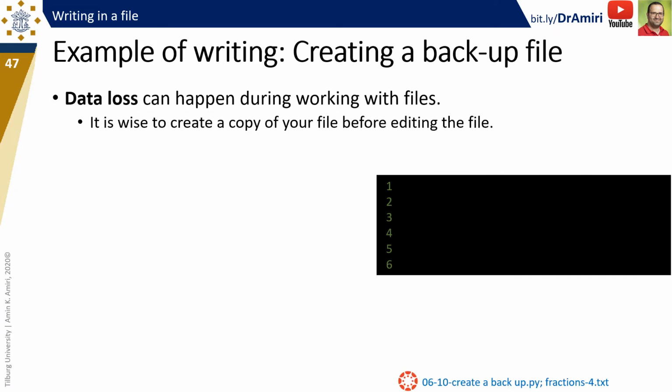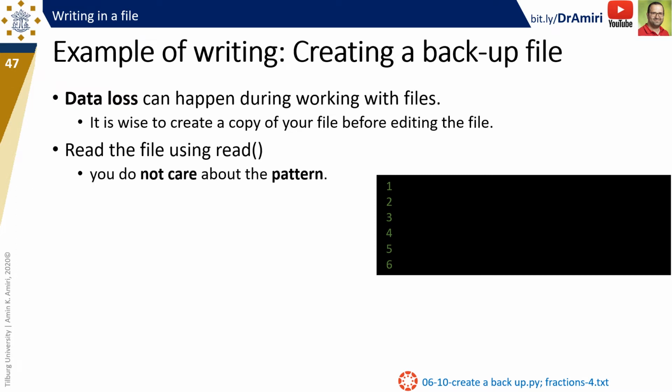Creating a backup file is an example of using the write method of opening the file in Python. We all know that data loss can happen while working with files, so it's always wise to create a copy of your file before changing or editing it in any way. What you need to do is to first read the file using the read method. Since you don't care about the pattern in the file, you just need to use the read method.